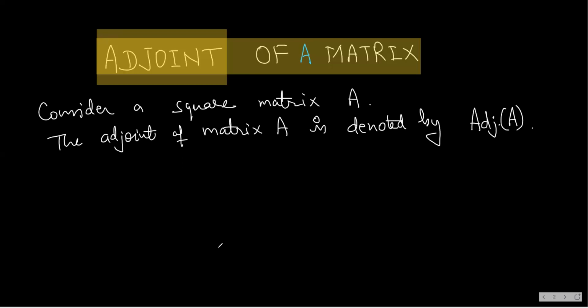Like you wrote inverse of A, so adjoint of A, you will write like this. Adjoint of matrix A is denoted in this way. Sometimes you will find that the bracket is not written. It is okay, no worry. I prefer writing the bracket. So this is adjoint of A.